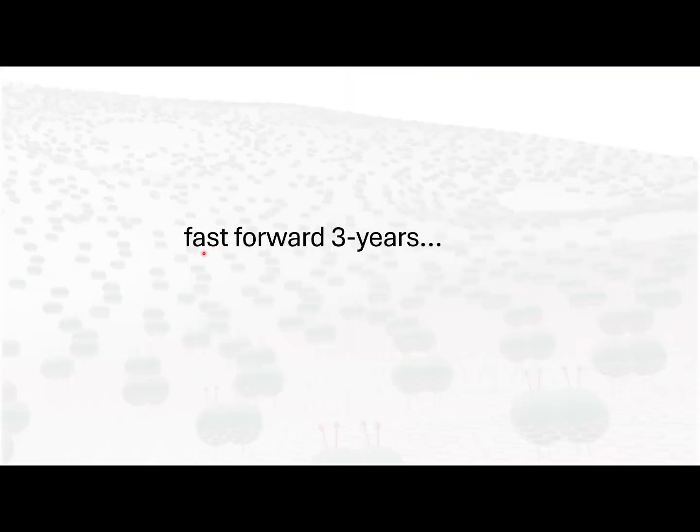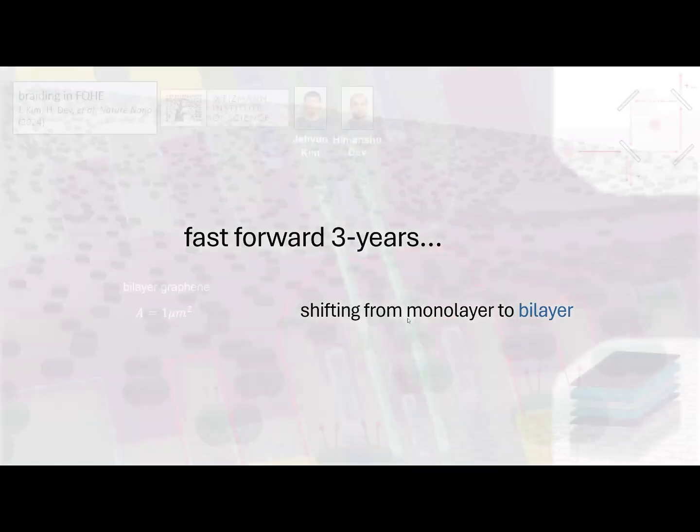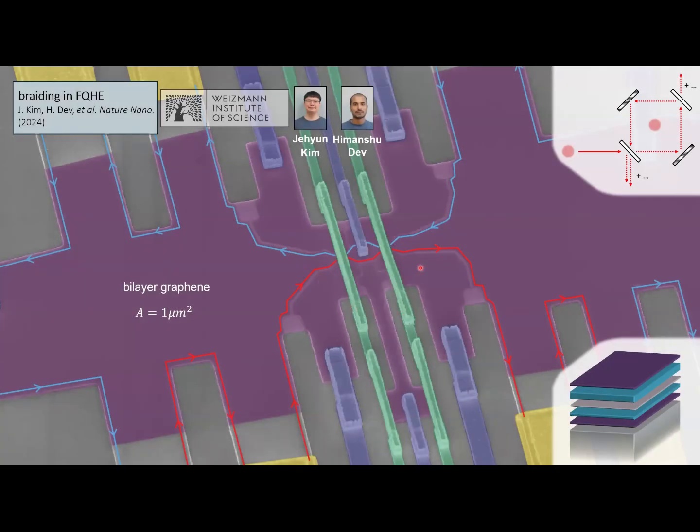So let's fast forward 3 years and also shift from monolayer to bilayer graphene. So this is a device we did at Weizmann. Jaehoon Kim led this project, together with Himanshu Dev, and they created this Fabry-Perot. So this is now bilayer graphene. The area is 1 micrometer square. We made it smaller, and there are also these bridges that let us control each QPC separately.